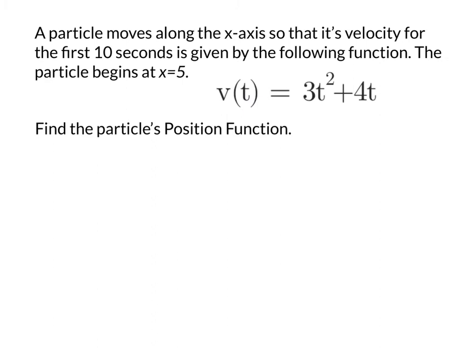The particle moves along the x-axis so that its velocity for the first 10 seconds is given by the following function. The particle begins at x equals 5. Find the particle's position function.